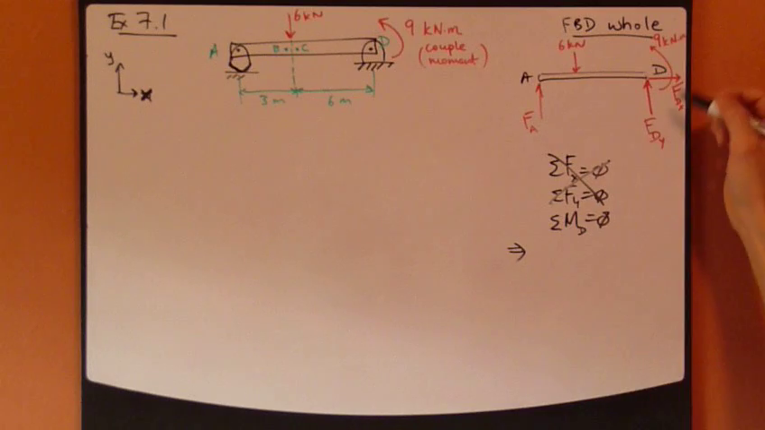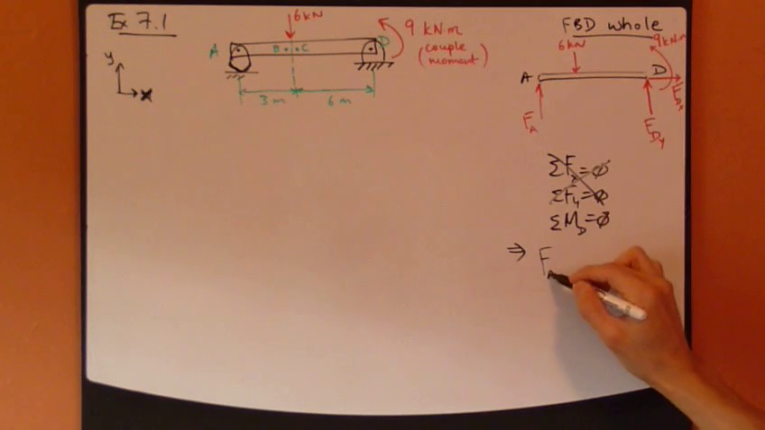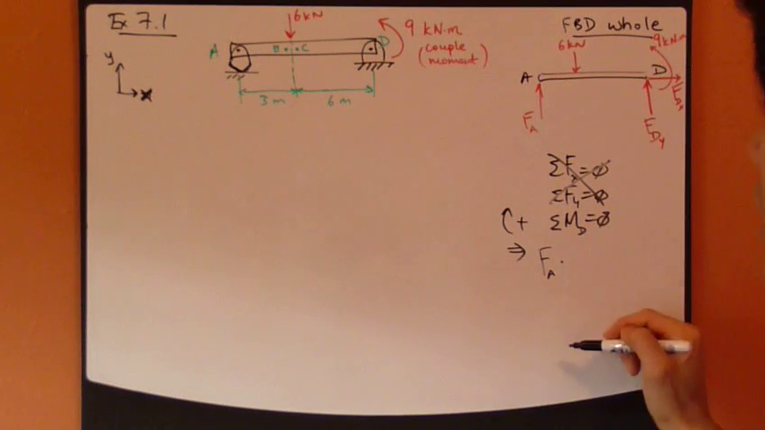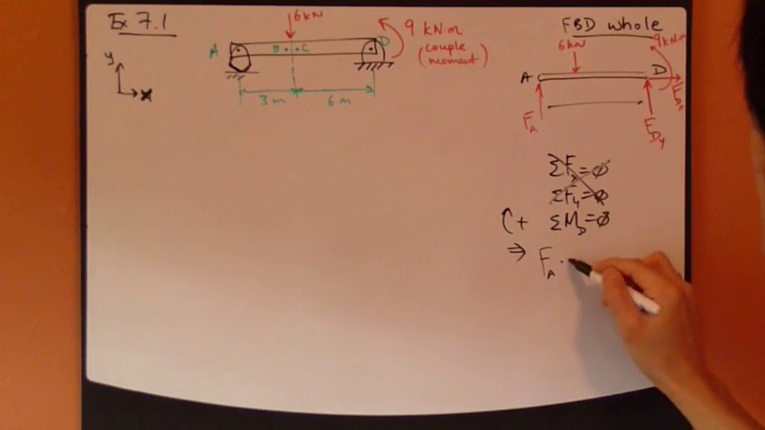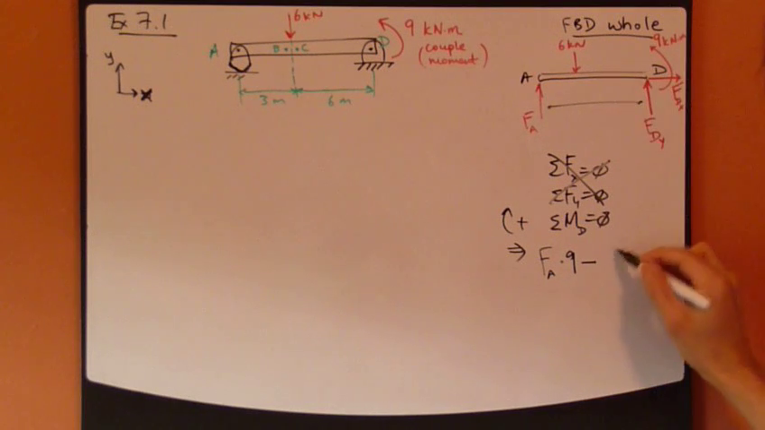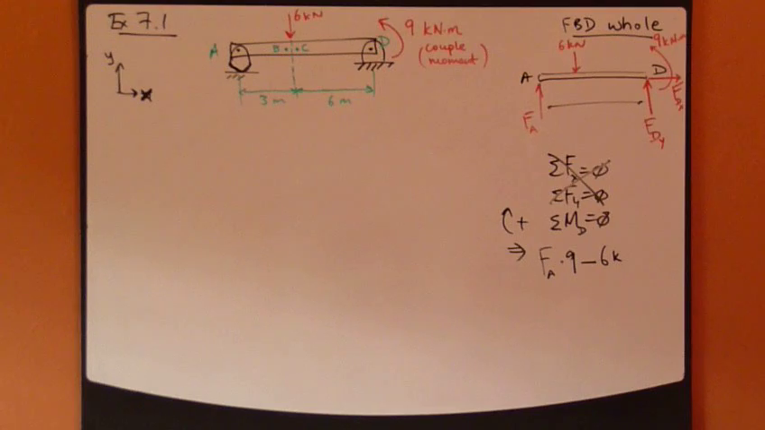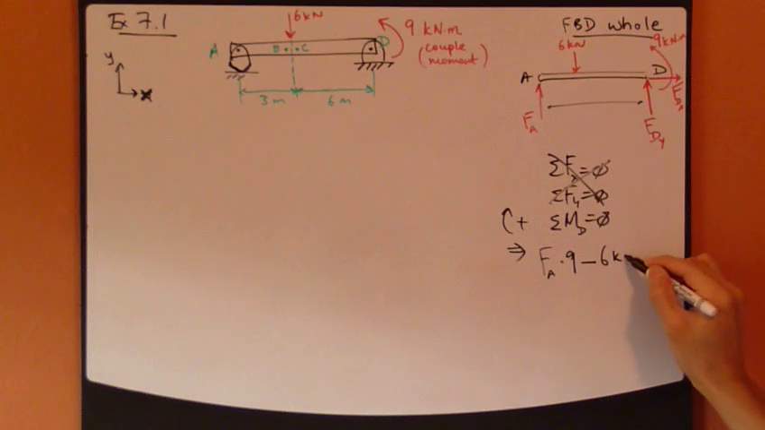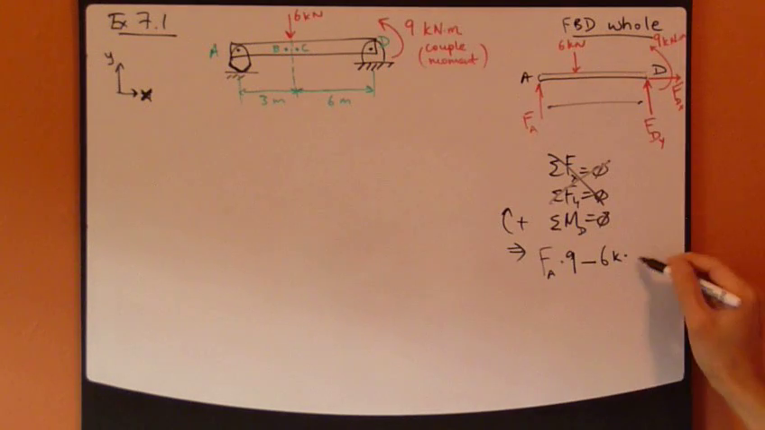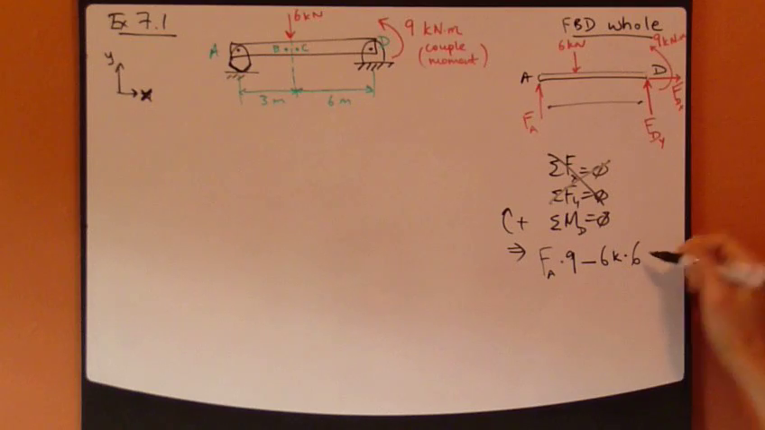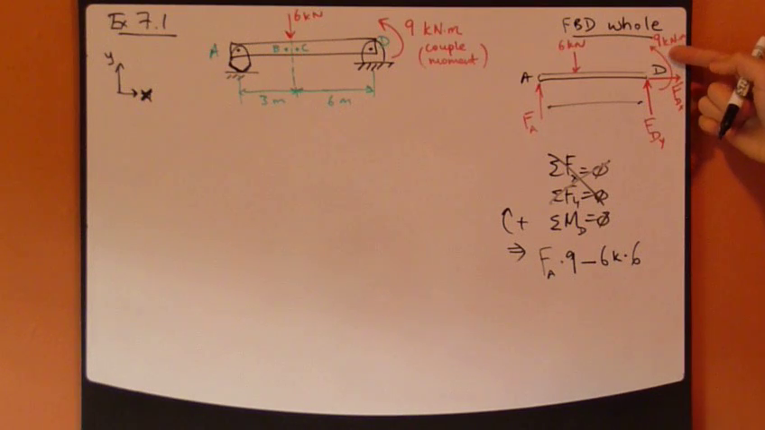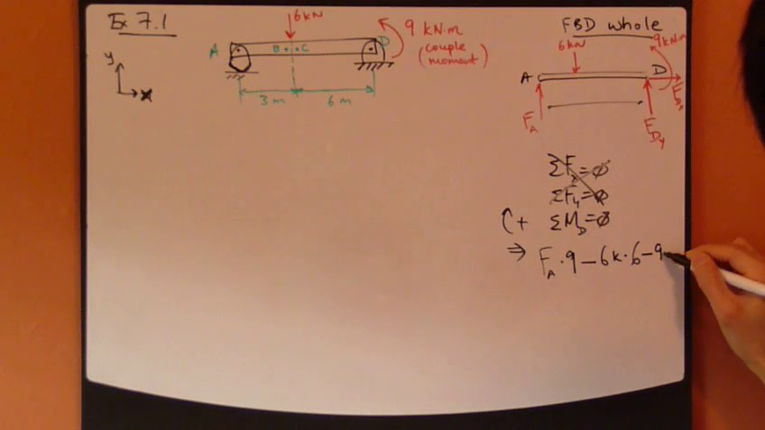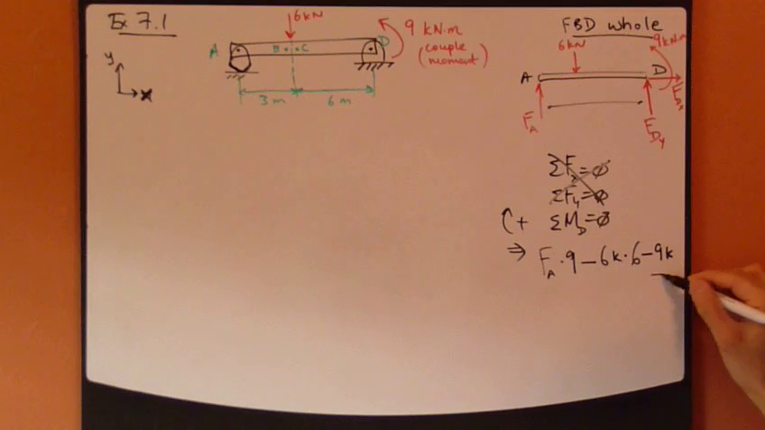Sum of moment about point D equals 0, so I have FA, where clockwise direction is positive. So FA times the moment arm, which is this distance right here, which is 9 meters, minus 6,000 newtons, coming down, counterclockwise direction, that's why it's negative, times the distance of 6 meters, moment arm. And don't forget this applied couple moment. It's in the counterclockwise direction, that's why it's negative 9,000. And that's it. Equals 0.